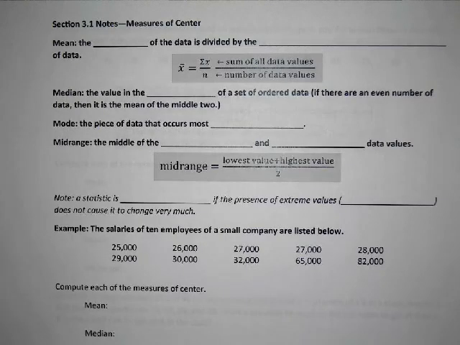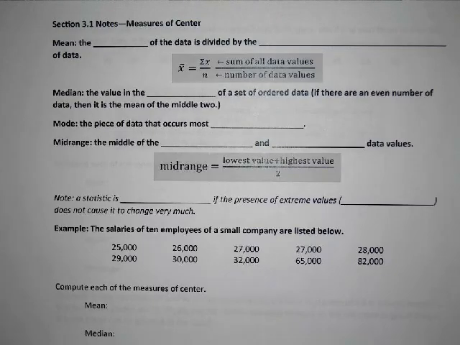This video is on section 3.1, measures of center. So in chapter 1, we talked about some vocabulary from statistics as well as different methods of sampling and bias and things like that. Chapter 2, we talked about different ways to display data. And so now we're going to look at different ways to do some computations with data.